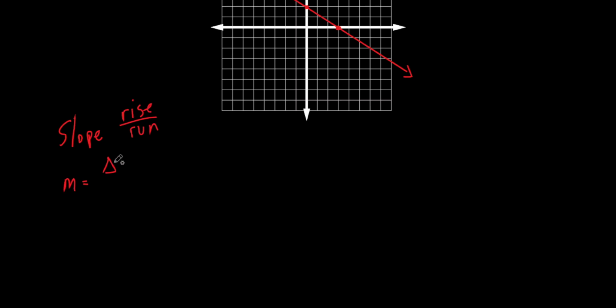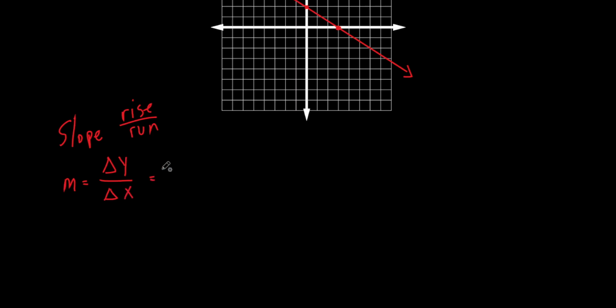Instead of rise over run, we're going to put this triangle. What's that triangle? It's not really a triangle. It's a Greek letter of the alphabet. Do you remember what that is? It's not pi. You know what pi looks like. It's delta. Very good. All right, that's a delta. So delta y, or the change in y. We use delta to represent the change in something.